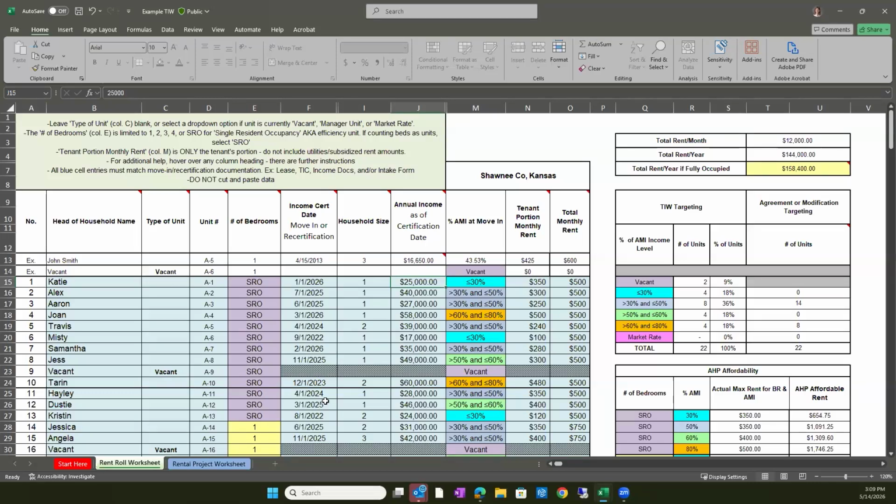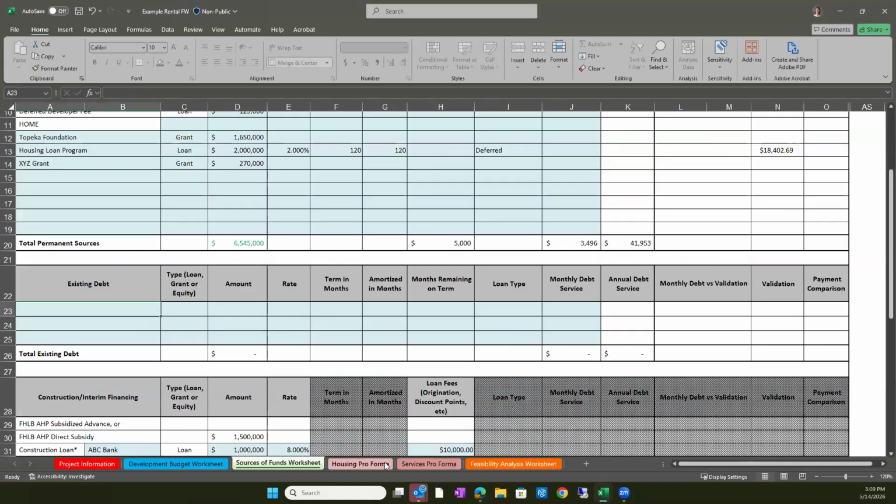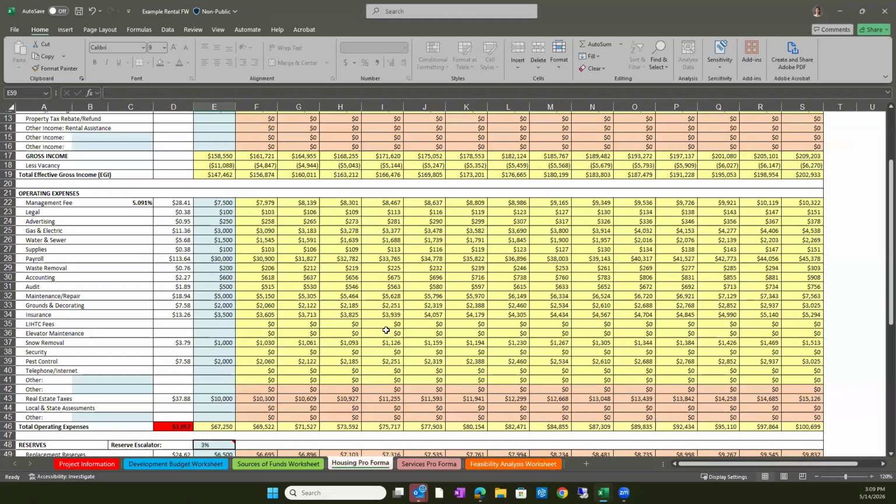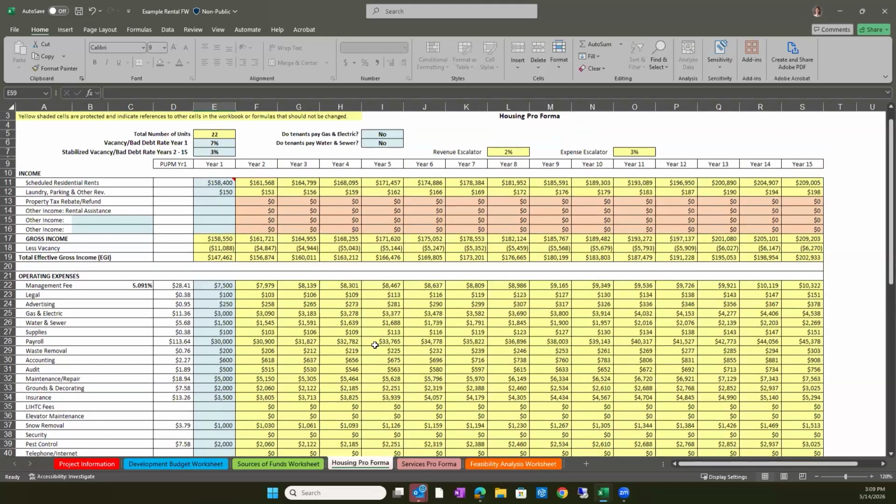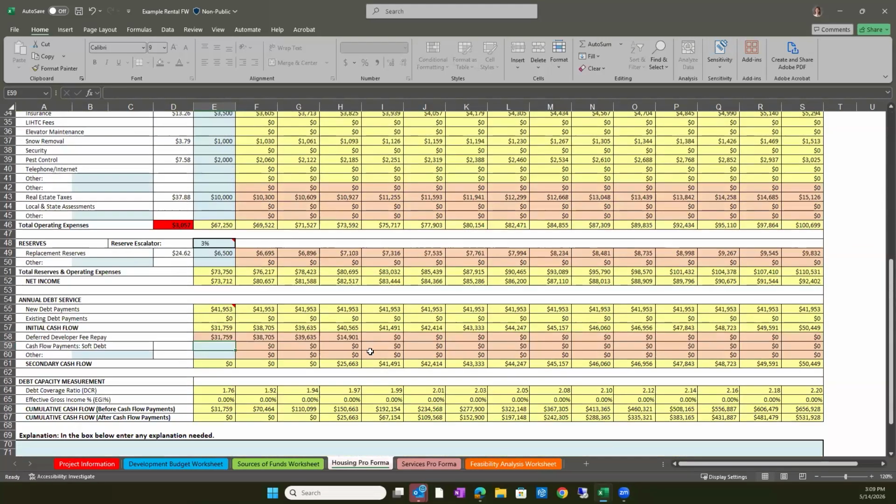I do have something that I would like you to address, if you can, on the feasibility workbook on the housing pro forma. If you scroll down to the section where it shows the debt, the DCR and the EGI percent, at year 15, that DCR is 2.2. That is awfully, awfully high, and yet we don't have anything showing up as red there. Can you talk about that?